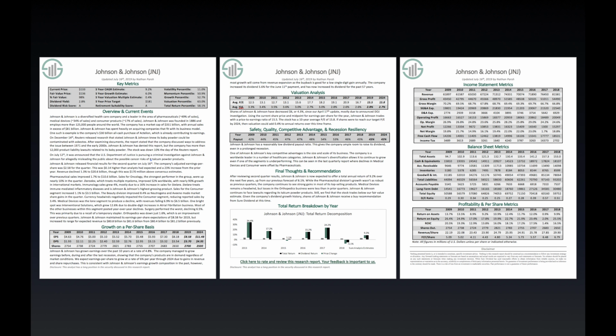Each Sure Analysis report has the following appearance. There are a number of sections to each report, including key metrics, overview and current events, growth on a per-share basis, valuation analysis, safety, quality, competitive advantage, and recession resiliency, final thoughts and recommendation, total return breakdown by year, and a full page of data tables. I will take you through each section of the report step by step so that you can learn how to make the most of these pieces of investment research.